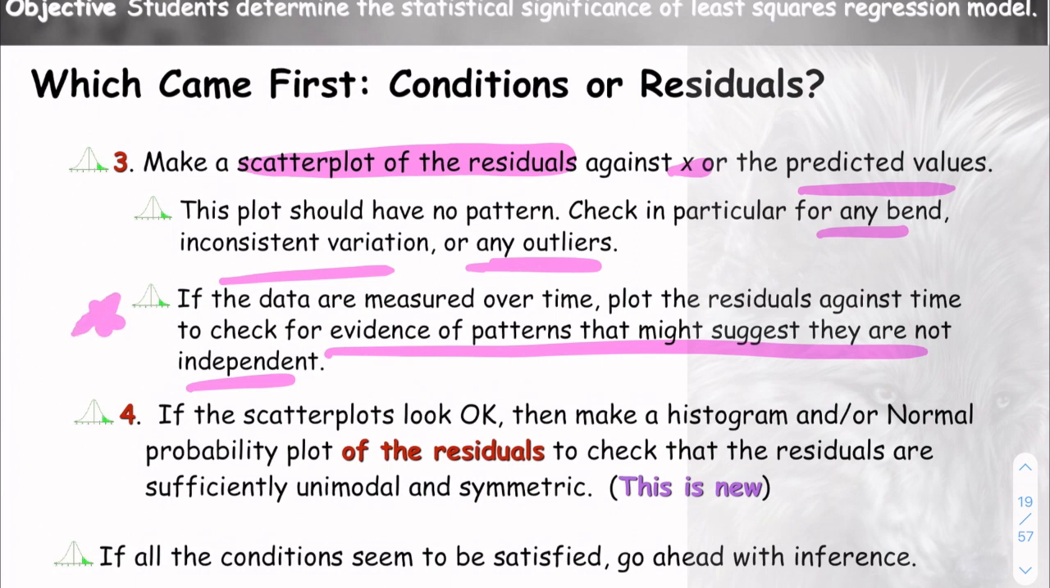If the scatter plots look okay, then we make a histogram and or normal probability plot, again, of the residuals to check that the residuals are sufficiently unimodal and symmetric. And if you're like, what? This is our new piece. So if all of these conditions seem to be satisfied, then go ahead with the inference. So we're going to stop here. We're going to walk through this example of checking the assumptions and conditions, and that will be the end of the first video.